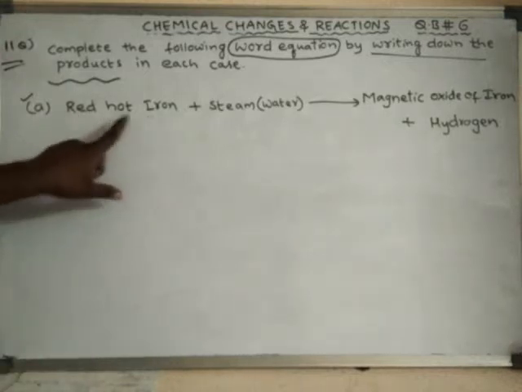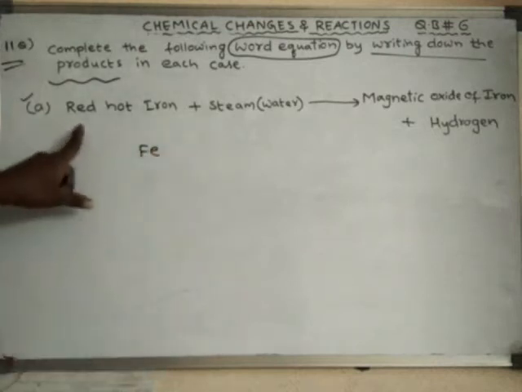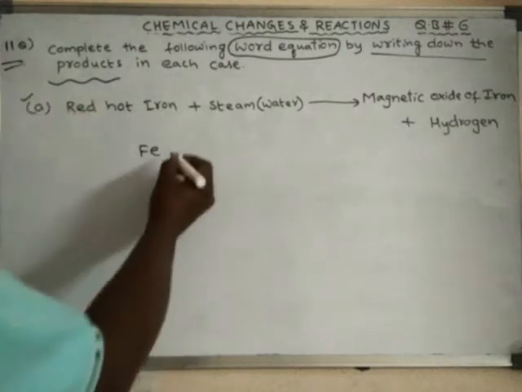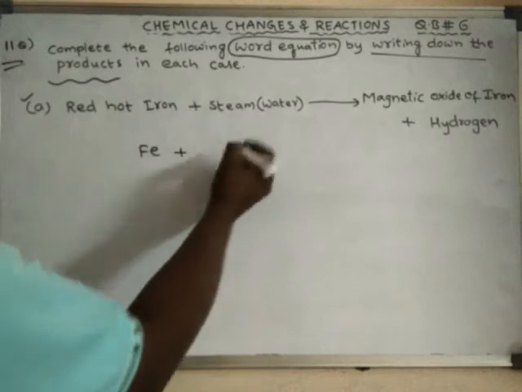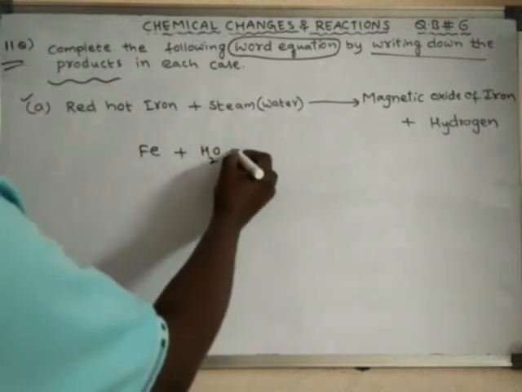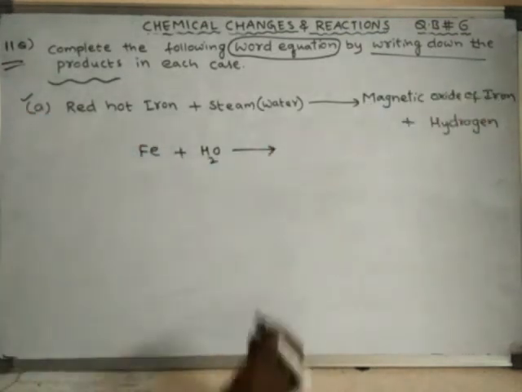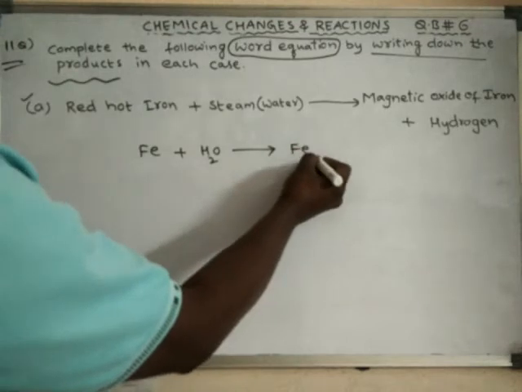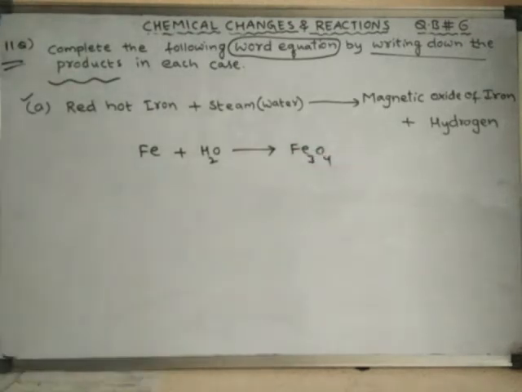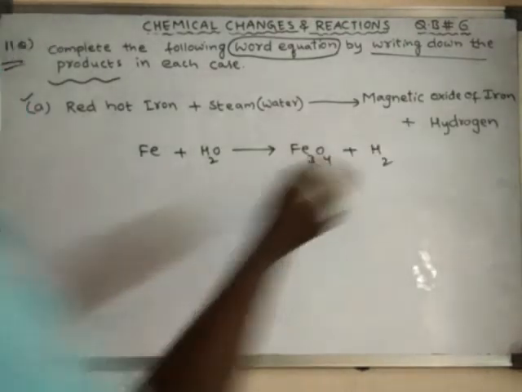For example, red hot iron: iron. Plus steam, steam means water, gives rise to magnetic oxide of iron. What is the magnetic oxide of iron? Fe3O4. Fe3O4 is the magnetic oxide of iron, plus hydrogen.